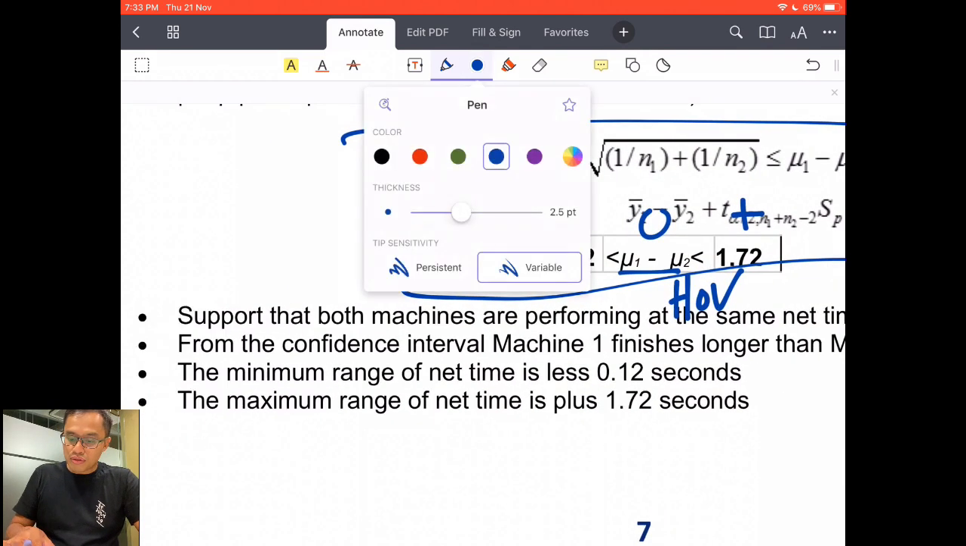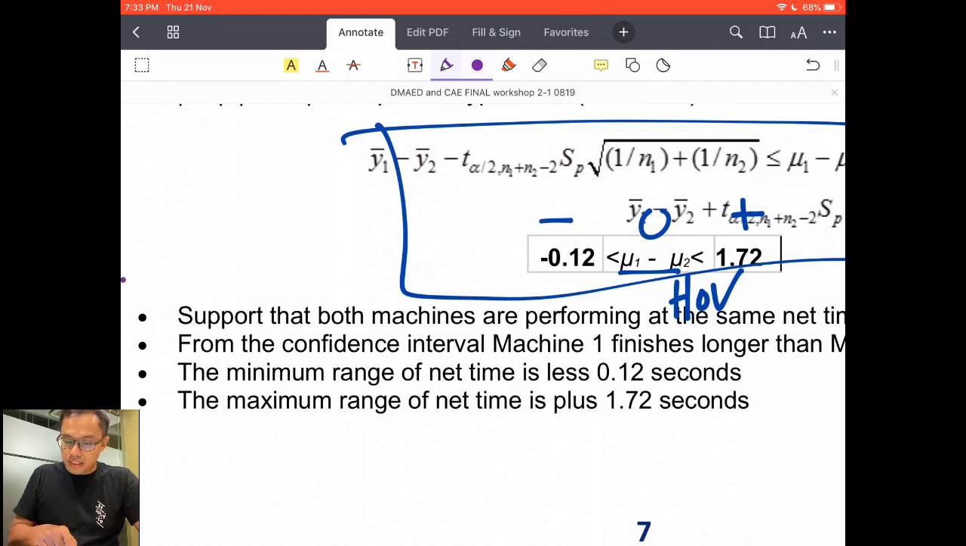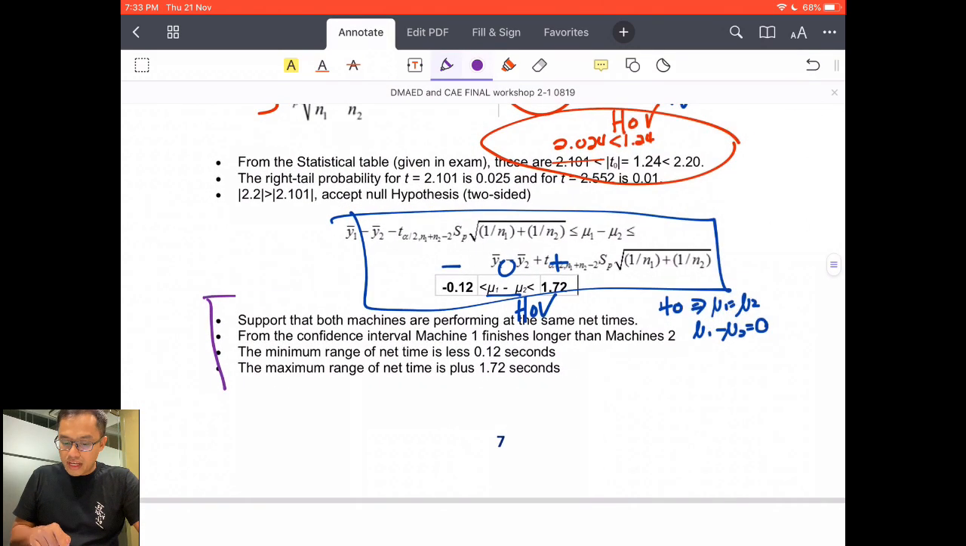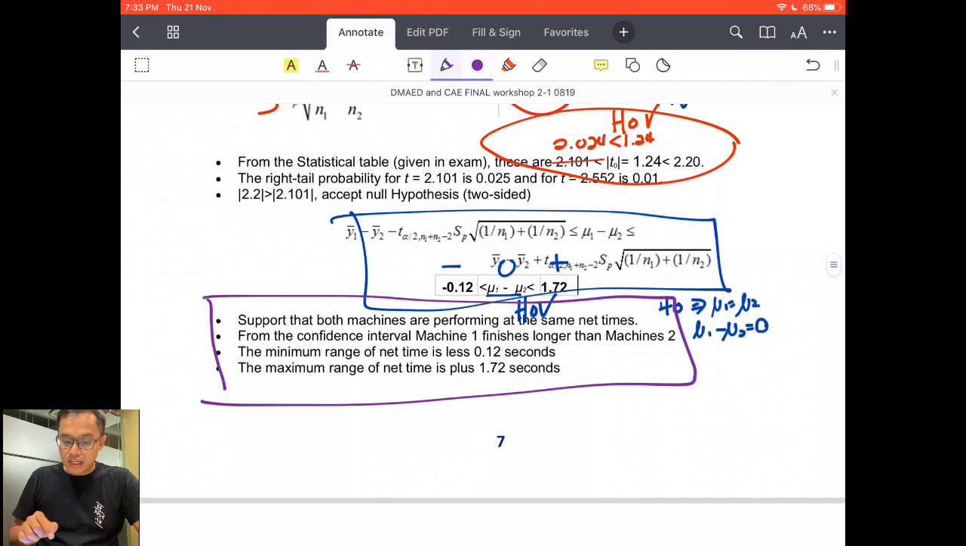Now, this one is also important for the exam. This is where your analysis or evaluation comes in. You have four of them there. That means most probably you get 3 to 4 marks for them. So you must not just accept or reject H0 or H1, but you must go through and see what we are talking about. Is it machines that finish faster, finish slower, or finish at the same time? Since H0 is accepted, that means both machines finish at the same time.